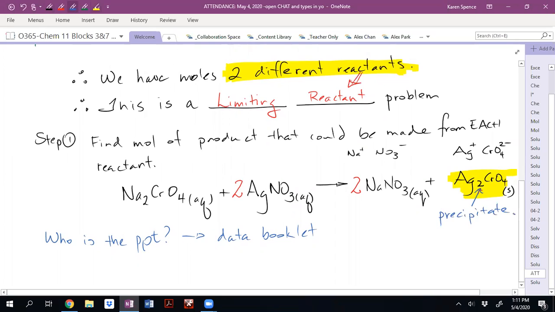So let's find moles of the product. In this case, it's going to be the precipitate, the Ag2CrO4, that could be formed from each reactant.